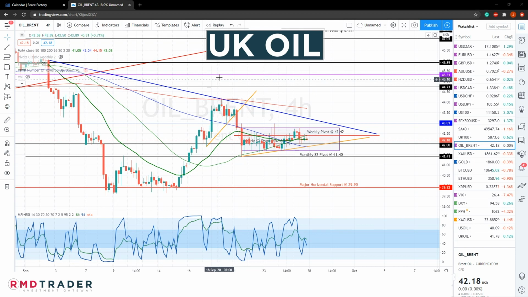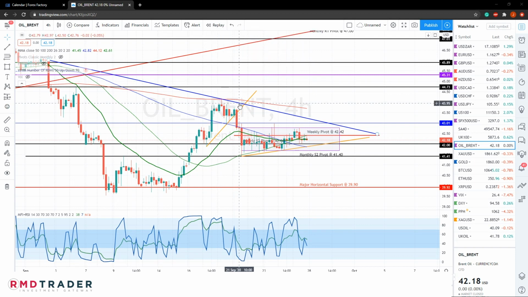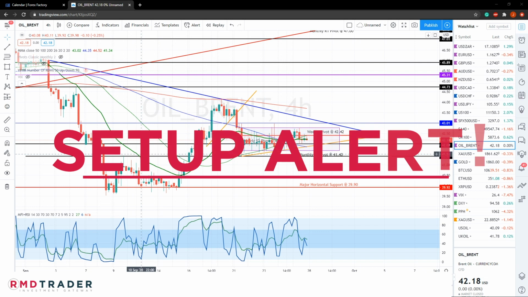Now looking at the Brent crude oil, Brent crude is currently back in consolidation, and if we have learned anything from Brent crude's price behavior lately, it is that a break from this consolidation will be followed by a very large move, as we've seen in the previous weeks.